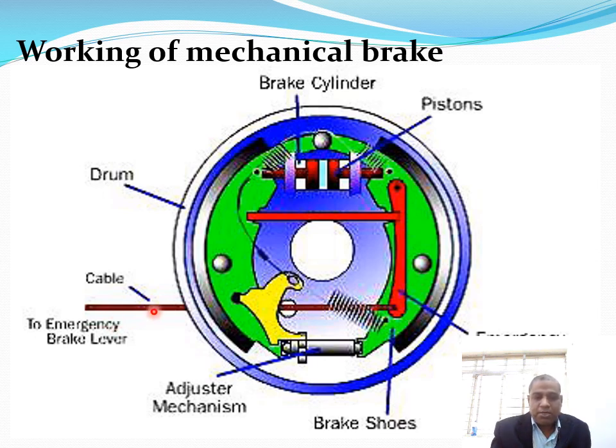So when the driver applies braking force, the driver's foot gives braking force through the brake pedal. When the brake pedal is pressed, then through the cable this lever operates, and through this lever the piston is actuated outwards, and this piston rod is used to force the brake shoe outward, and the outer surface of the brake shoe, which is connected with brake lining, both side brake lining, will rub against the wheel drum.